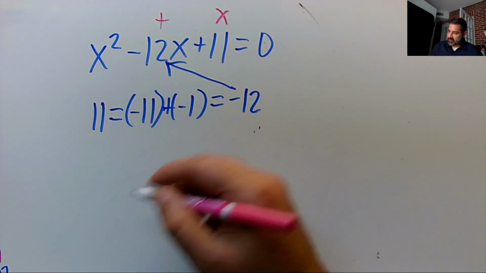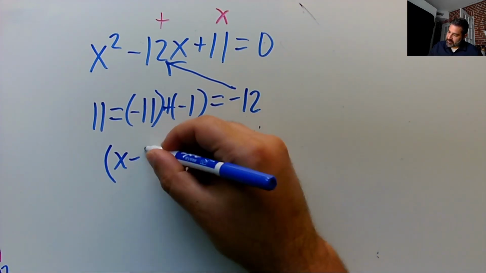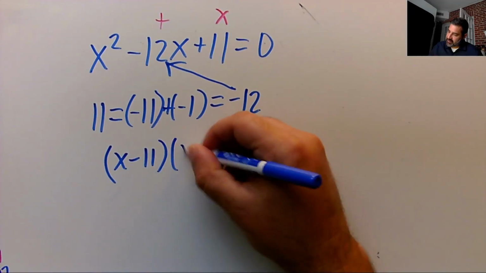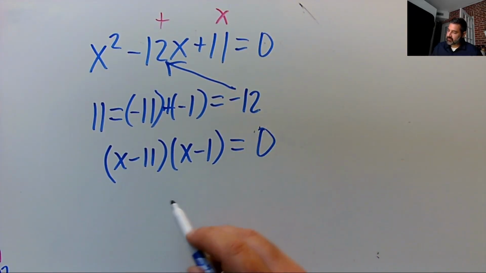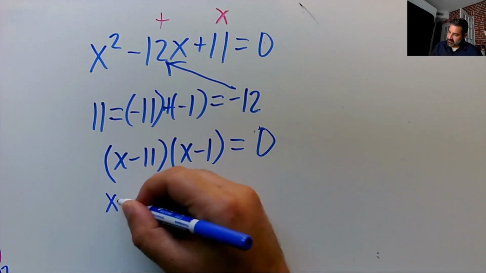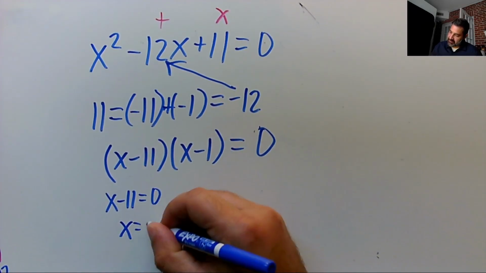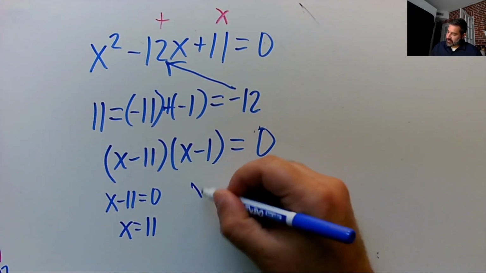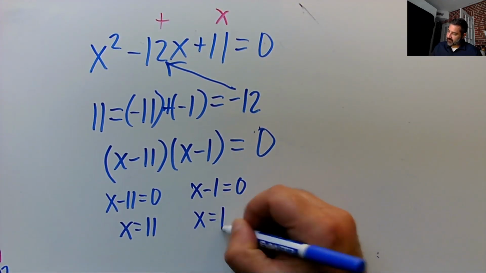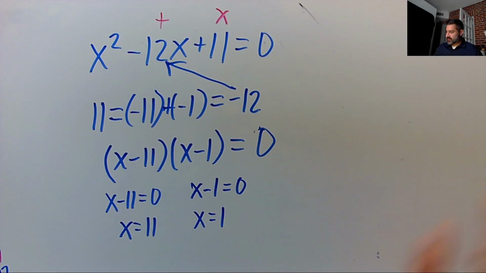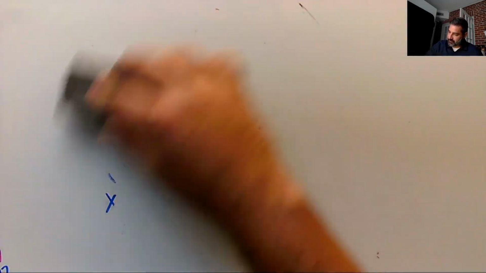So we rewrite this as x minus 11, x minus 1 equals 0. Now x minus 11 equals 0, and so that's going to be 11. x minus 1 is equal to 0, and that's going to be 1. And we have solved our problem.